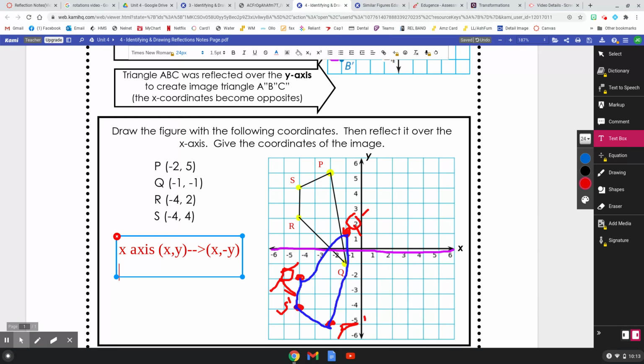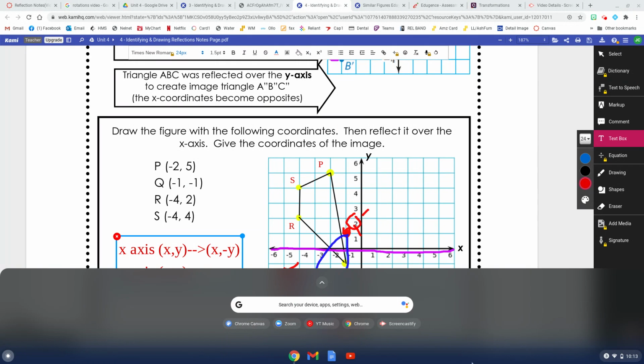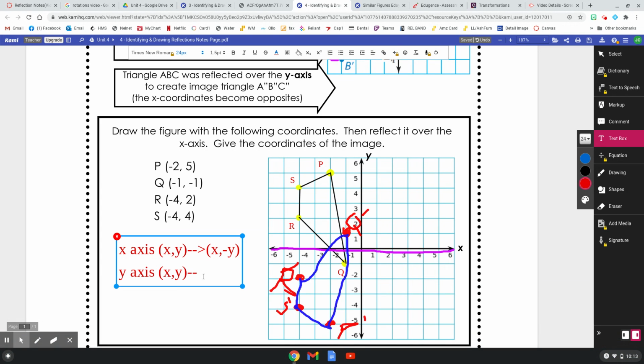Whatever axis you're reflecting over stays the same. So for a y-axis, it's going to be the exact opposite. We're going to start with x, y. And then we have our y is going to stay the same, and our x is going to be opposite. So that's our algebraic representation. So make sure you get that down because it is going to be the same every single time.